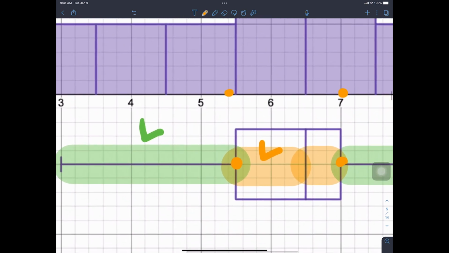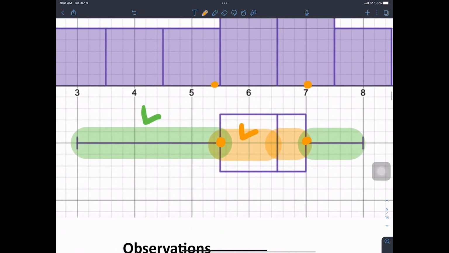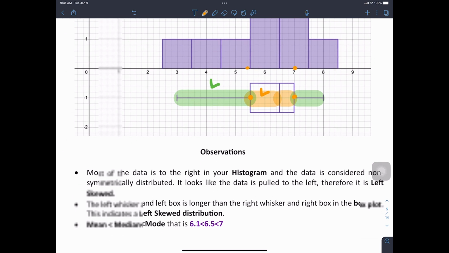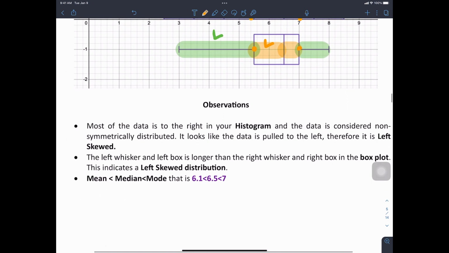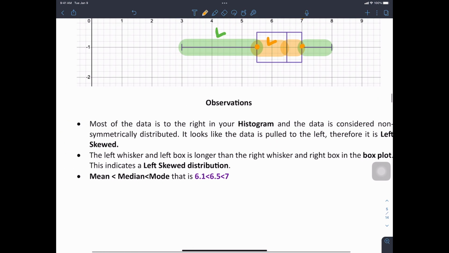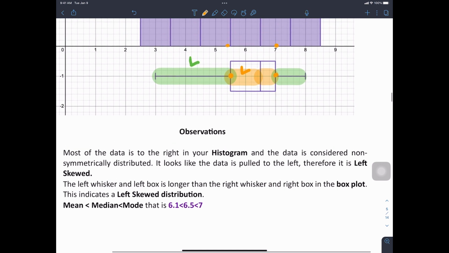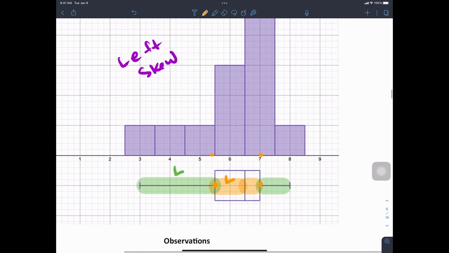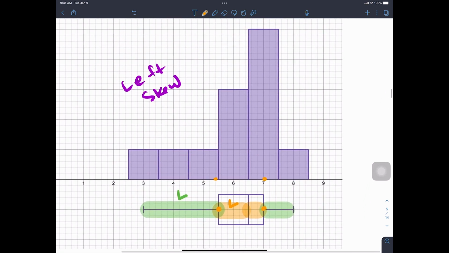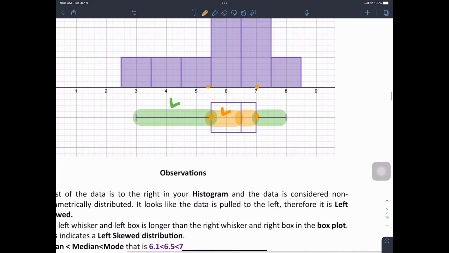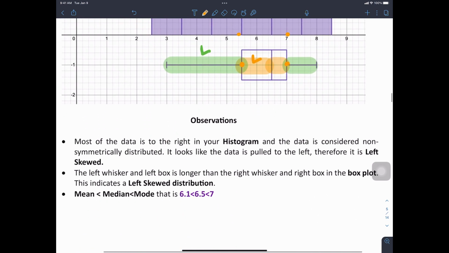That's my point. This is the picture of a left skew distribution. These are the observations I wrote here. Most of the data is to the right in your histogram, and the data is considered non-symmetrically distributed. It looks like the data is pulled to the what? To the left. Those bars in the histogram are pulled to the left. Therefore, it is what?